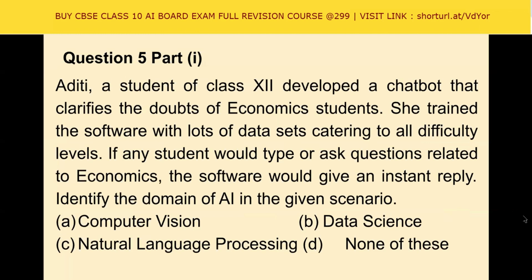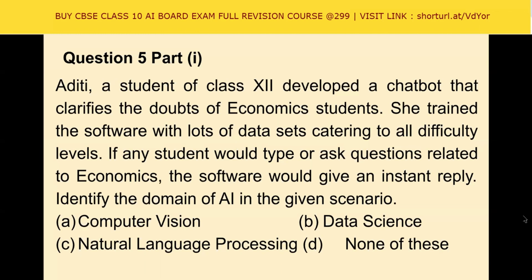Now, Aditi, a student of class 12, developed a chatbot that clarifies the doubts of economics students. She trained a software with lots of data, catering to all difficulty levels. If any student types or asks a question related to economics, the software gives an instant reply. Identify the domain of it.